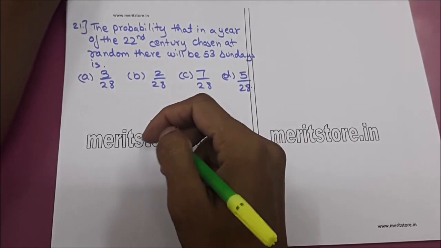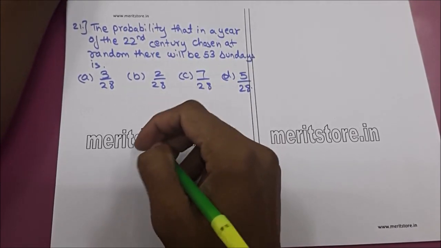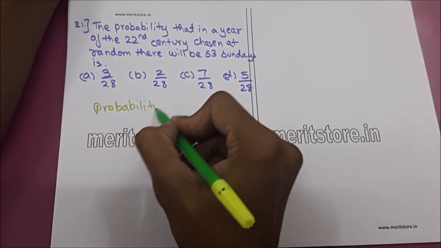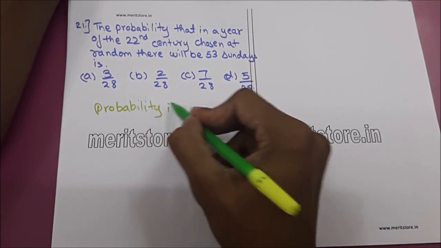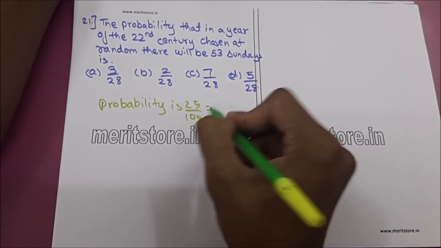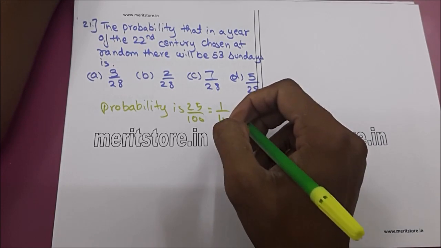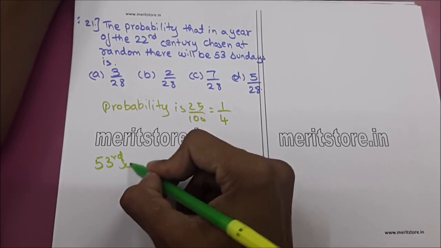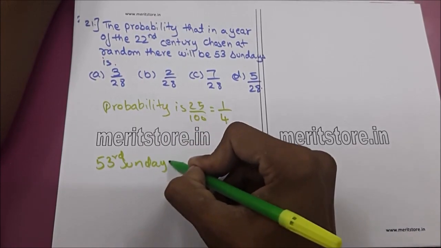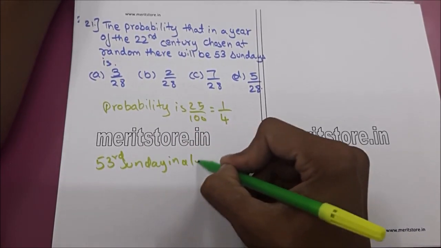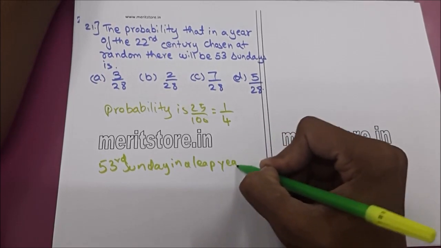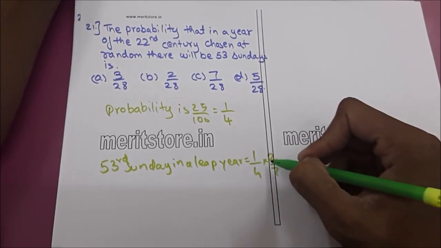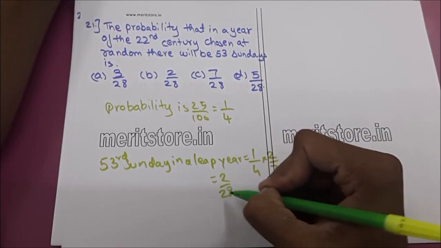So we know a leap year occurs within 4 years, so the probability of a leap year is 25 by 100, that is equal to 1 by 4. The probability of a 53rd Sunday in a leap year is equal to 1 by 4 into 2 by 7, which is equal to 2 by 28.